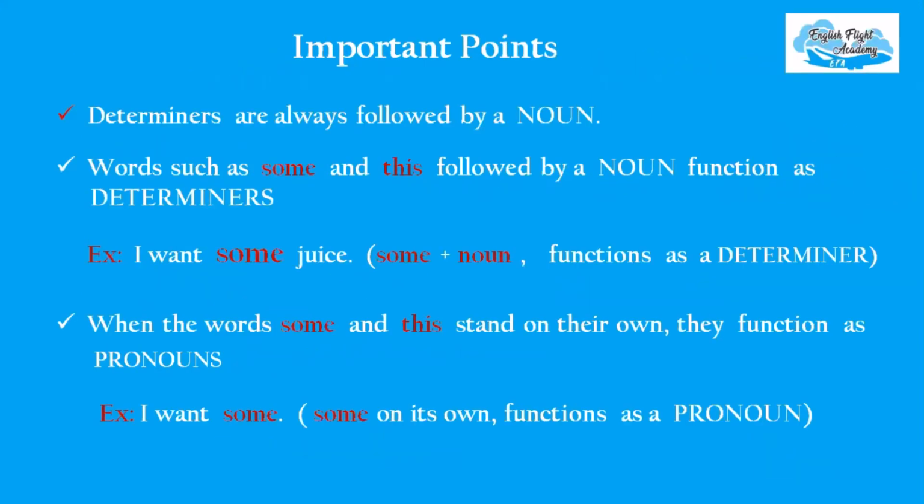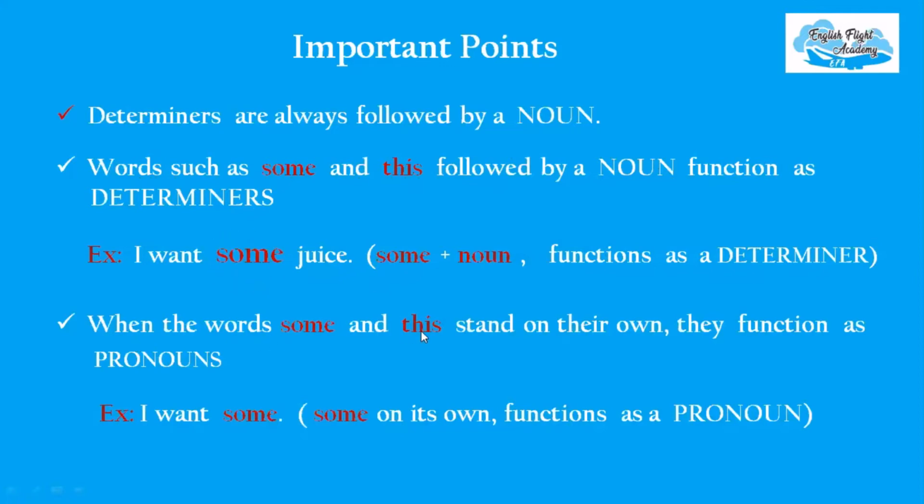Now, the important point to be noted is determiners are always followed by a noun. Words such as some and this, followed by a noun, function as determiners. I want some juice. So some plus a noun, which is juice in this case, functions as a determiner. Some functions as a determiner, because it's followed by a noun. That's the reason it functions as a determiner.